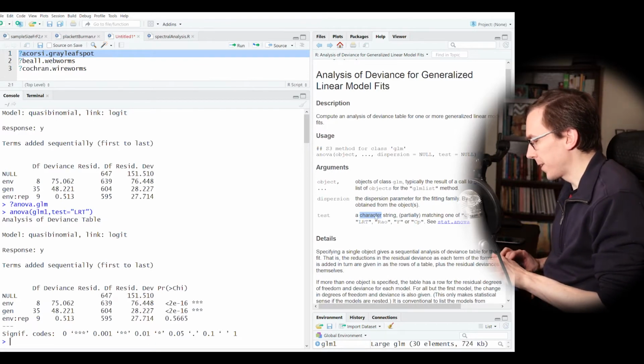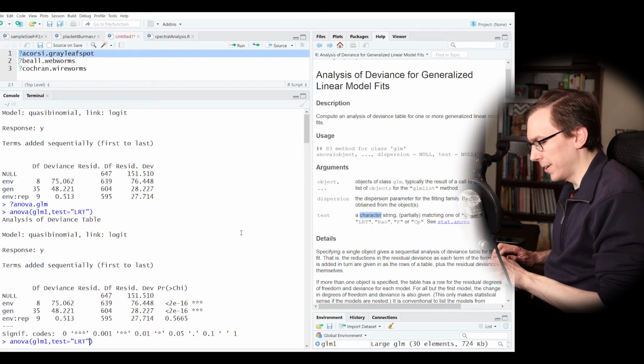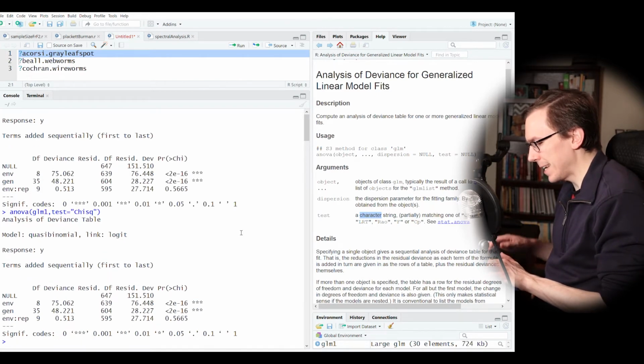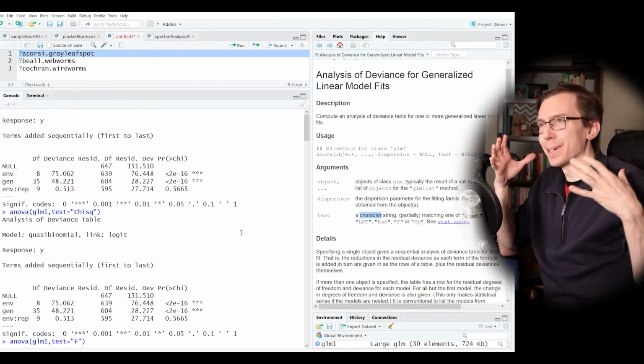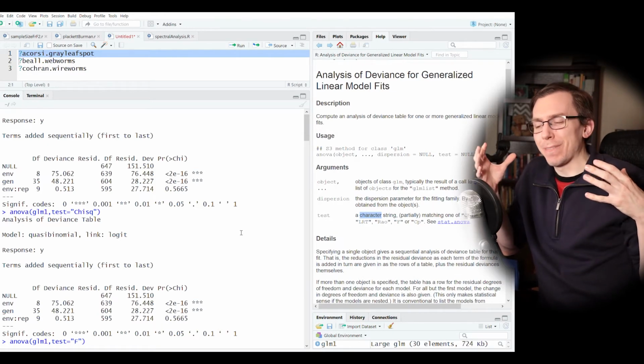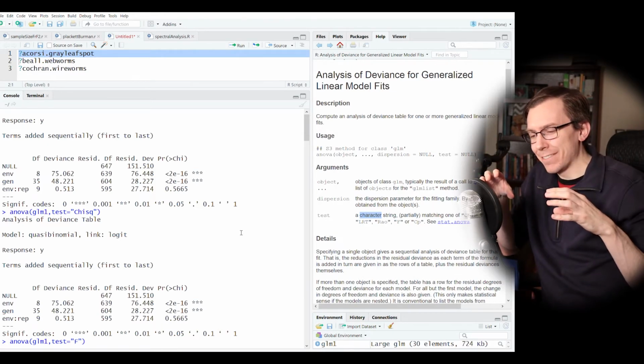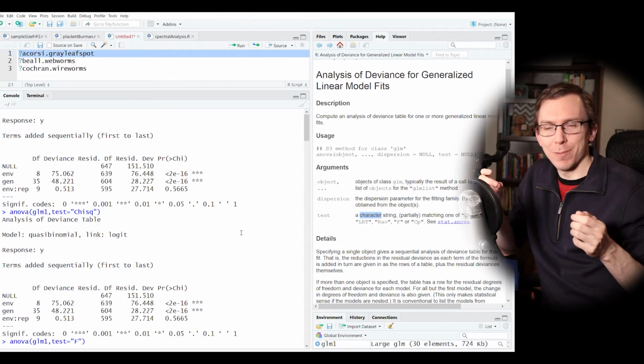Now, there are a couple other options here. Some of them I think are redundant. I'm pretty sure if you type in chi-square, you just get the exact same thing out. My favorite, though, is what happens if you type in f. Because remember what I said before, the f-test is tied very closely to the normal distribution.